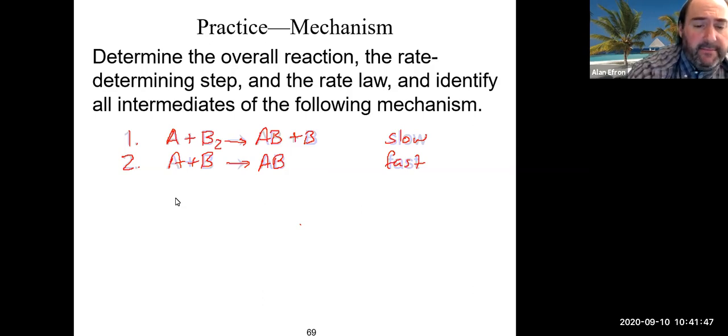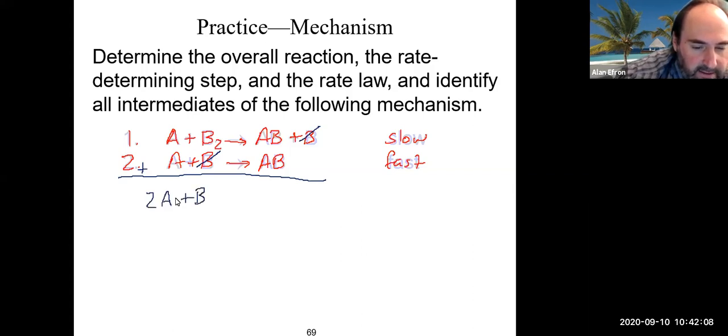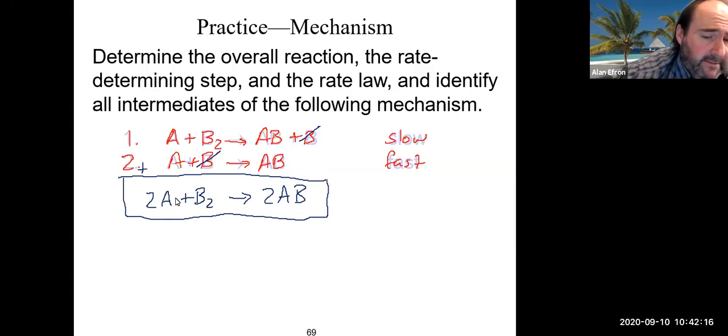what we would expect to be the actual rate law that should come out of it. The first thing's pretty easy. We're going to add up all the parts here and cancel out anything that should cancel. Looks like B here will cancel, and I believe that should be it. That will leave us with 2A plus B2 goes to 2AB. This is our overall reaction based on this mechanism.